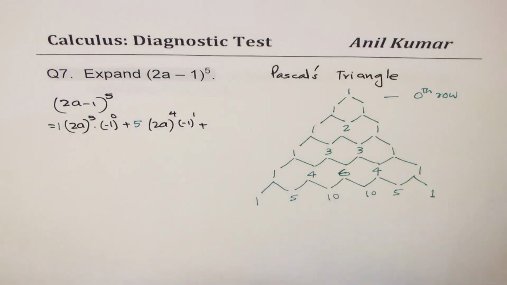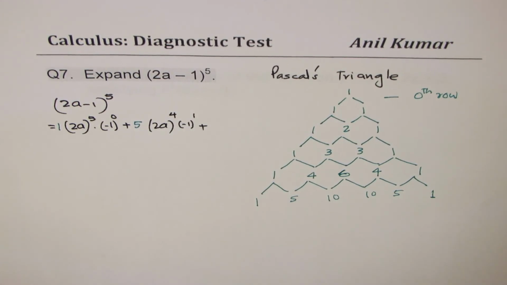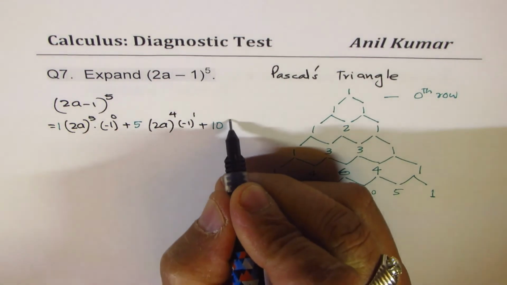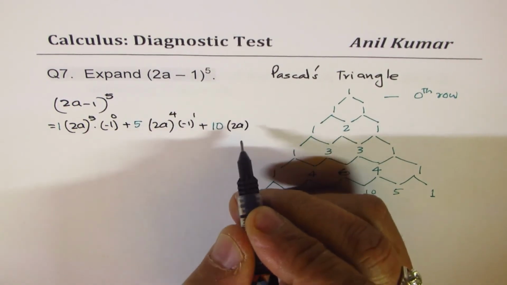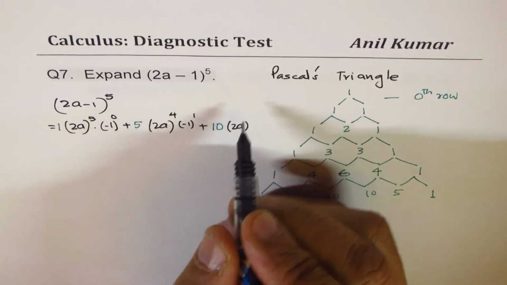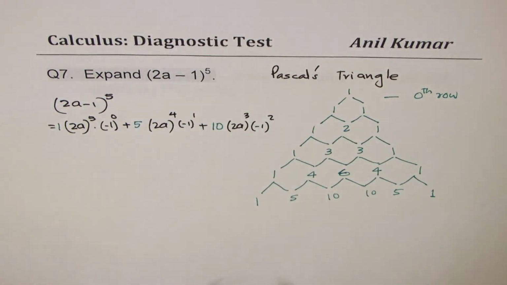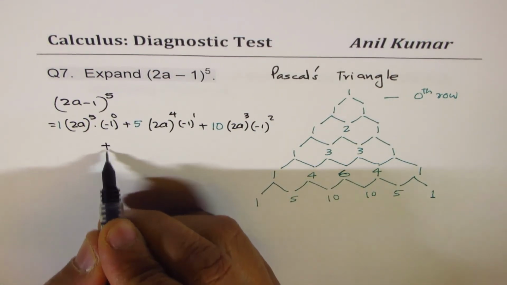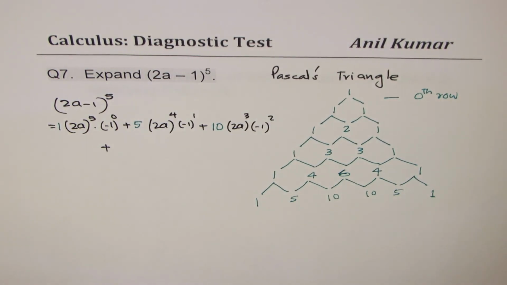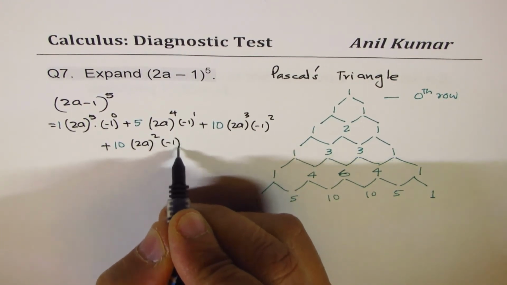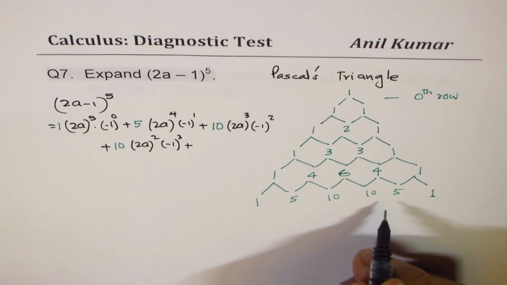Perfect. Now plus. Next is 10. So that becomes the coefficient of these terms. I hope that's a good revision of Pascal's triangle application. You could always use the binomial theorem also, right? Minus 1 squared. So 3 plus 2 is 5. Now let me add here. So we have plus. Next is again 10. And then we have 2a to the power of 2 times minus 1 cubed, right? And then 5.